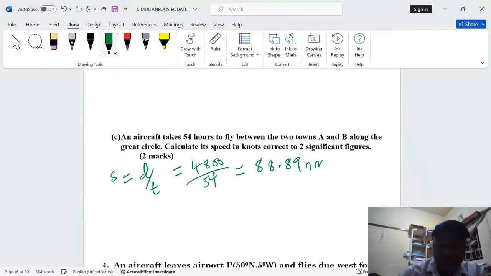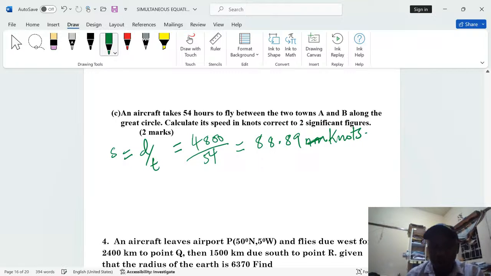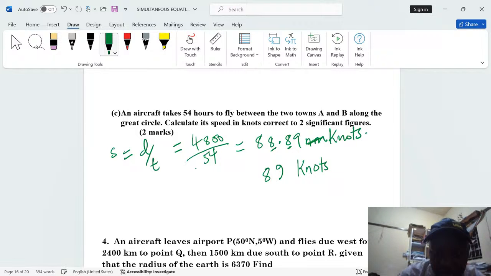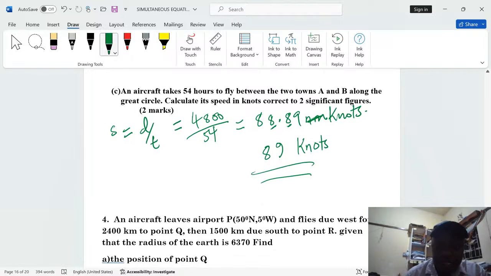88.89 nautical knots. But now this speed has to be written to two significant figures. The first significant figure is 8. The second significant figure is also 8, but it can be increased by the third significant figure. So it will be 89 knots. That will be the answer expressed in two significant figures. So that is how we get the speed.